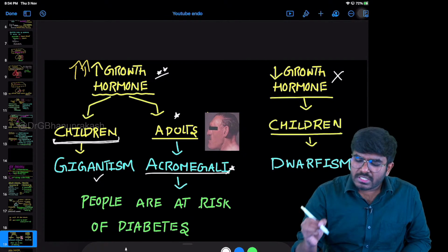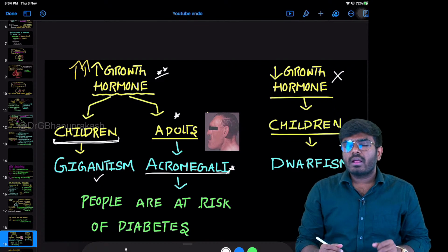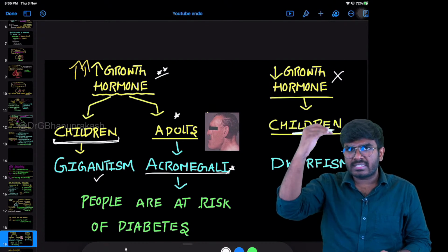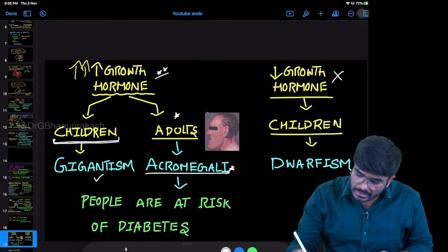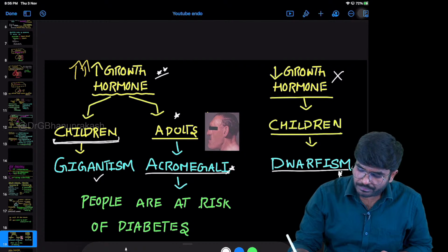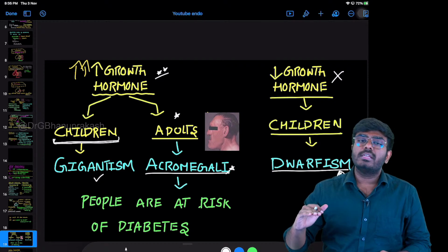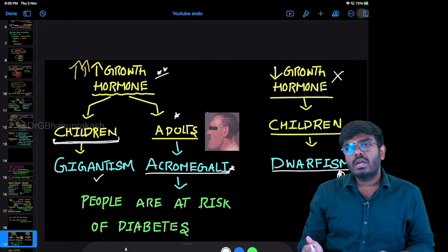Now, the simple opposite thing. Whenever there is a deficiency of growth hormone, no growth hormone is there. Do you think the person is going to increase in height? Definitely not. So the person is going to suffer with dwarfism. The person is not growing in height. This baby, the children, is not growing in height. So that will cause dwarfism.